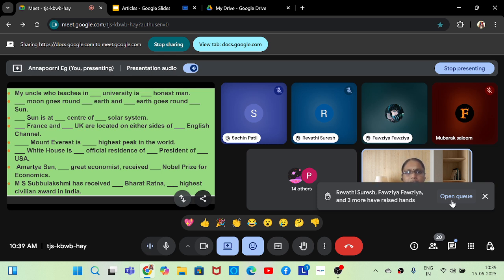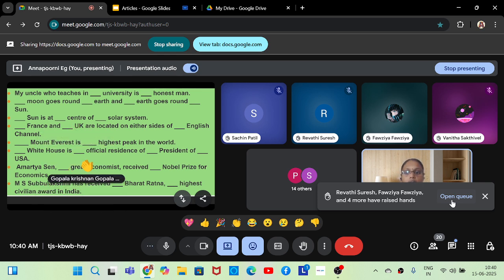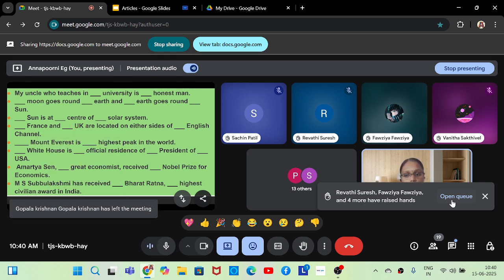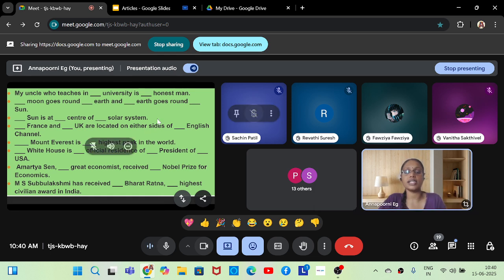So the word great, we can always practice using with the. Sometimes we say a, like she is a great person, he is a great man. But in sentences like this, where a name is given and the person is called great: Amartya Sen, the great economist, received the Nobel Prize for Economics. Nobel Prize is the name of an award. So with names of awards and recognitions, we have to use the article the.